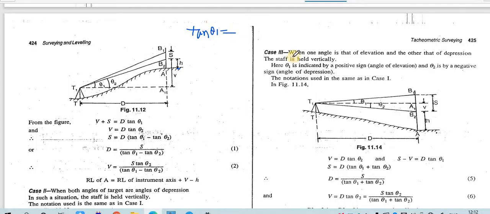So tan theta is what? As you can see, in the theta 1 triangle, the first total triangle, this triangle, tan theta will be perpendicular upon base. The perpendicular over here is V plus S, and the base is nothing but your D. So you can write this as D tan theta 1 equals V plus S.